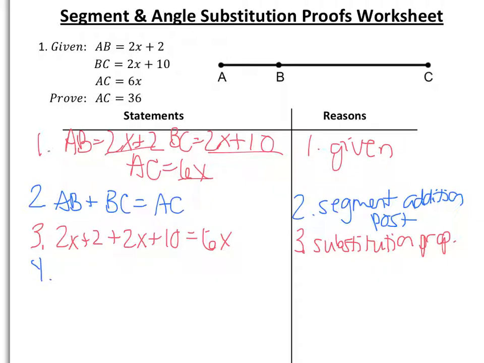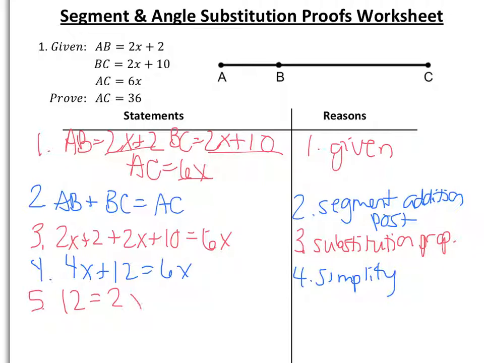There's many ways you could have done this. You could have subtracted your x's over. That would have been fine, but I'm just going to simplify. So I get 4x plus 12 equals 6x. Okay, now I'm going to subtract my 4x over. So I'm going to get 12 equals 2x. So the subtraction prop.